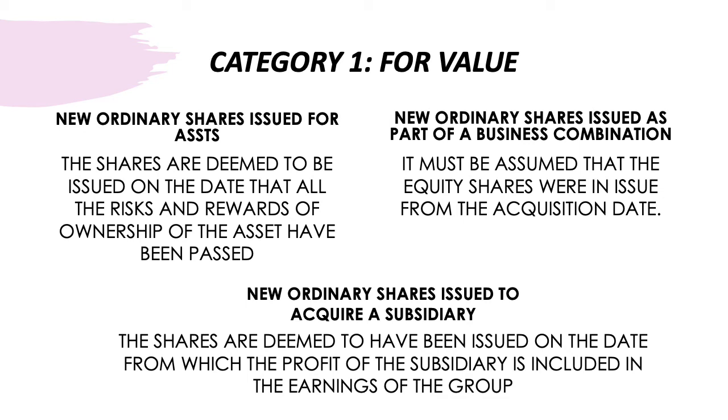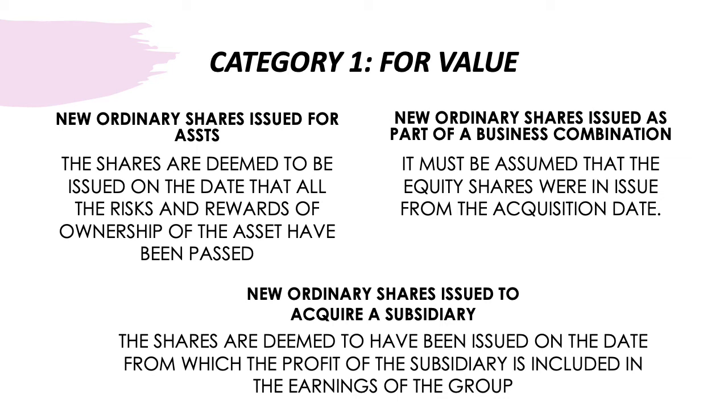When we have new ordinary shares issued as part of a business combination, it must be assumed that the equity shares were in issue from the acquisition date. So the acquisition date is the date that the shares can then be included in the calculation of the WANZO. When we have new ordinary shares issued in order to acquire a subsidiary, the shares are deemed to have been issued on the date from which the profit of the subsidiary is included in the earnings of the group.